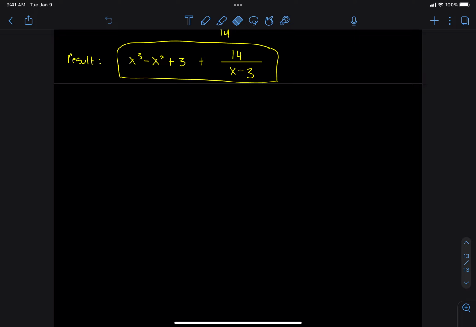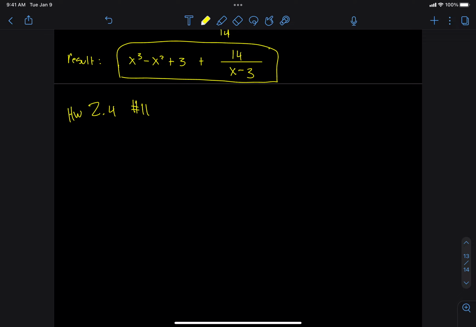With that, any questions? Yeah. 2.4 number 11, it was graphing functions, but I think the way they said to do it involved polynomial long division, and I couldn't remember if we did it that way or not.